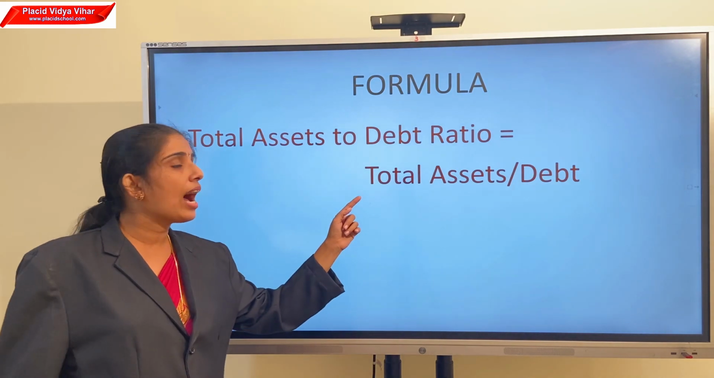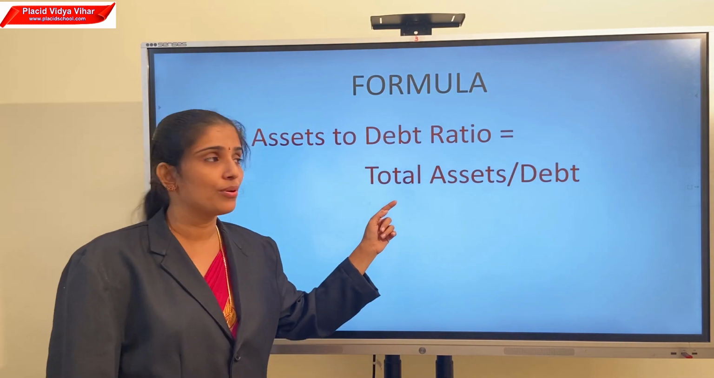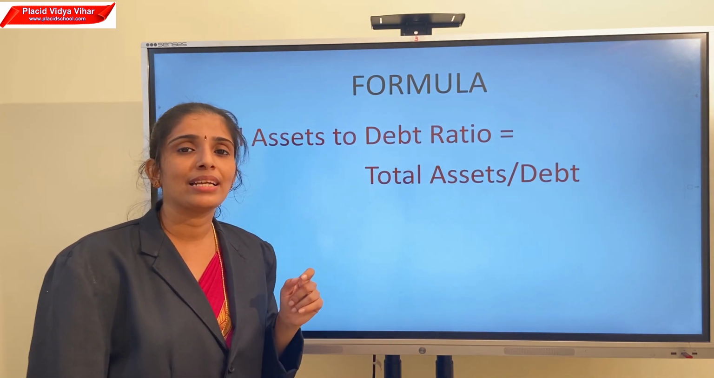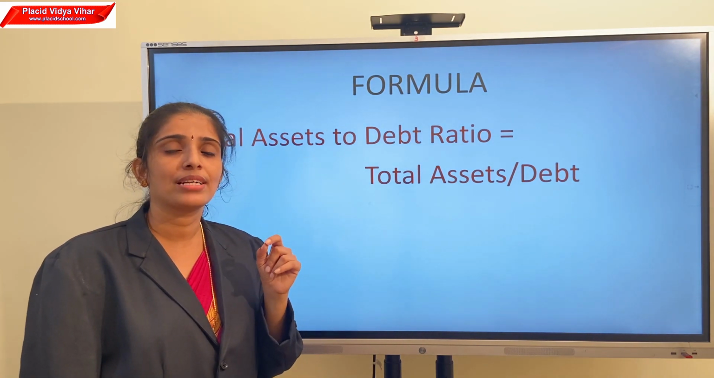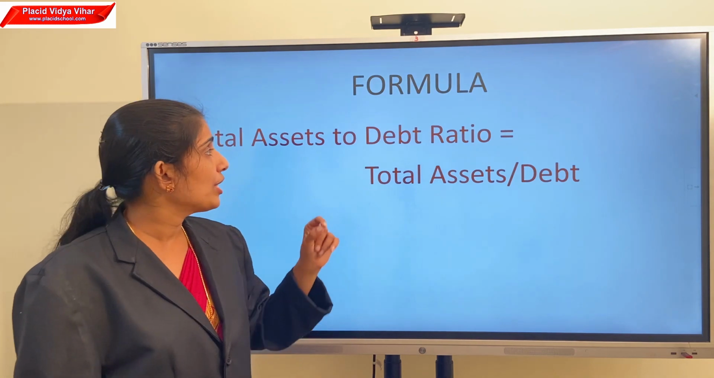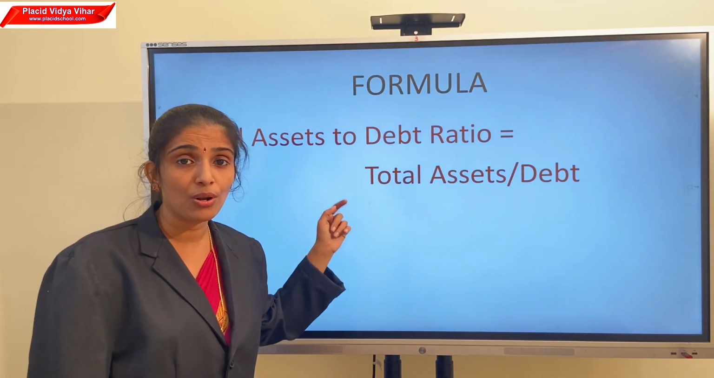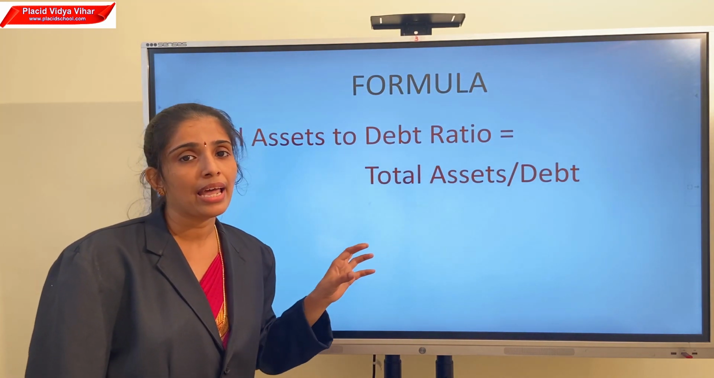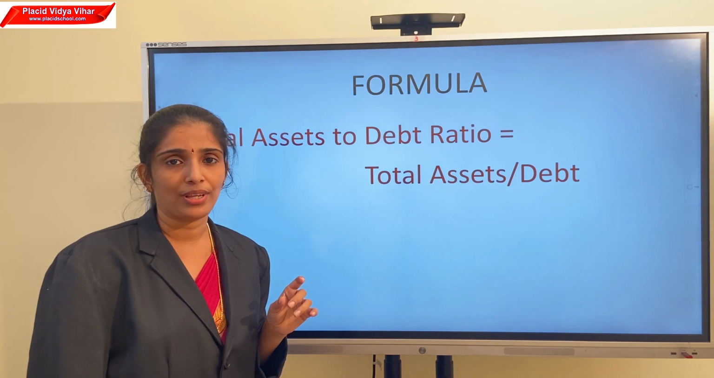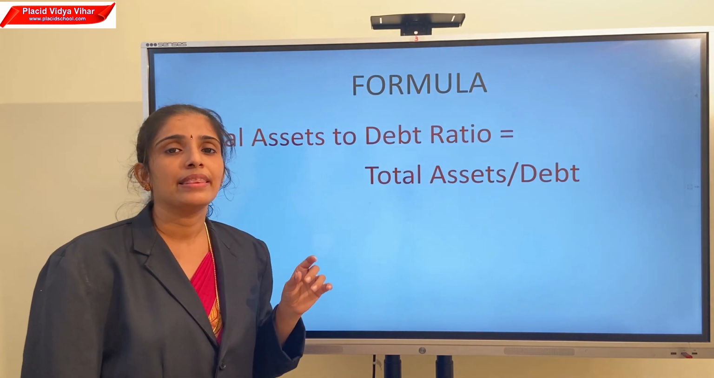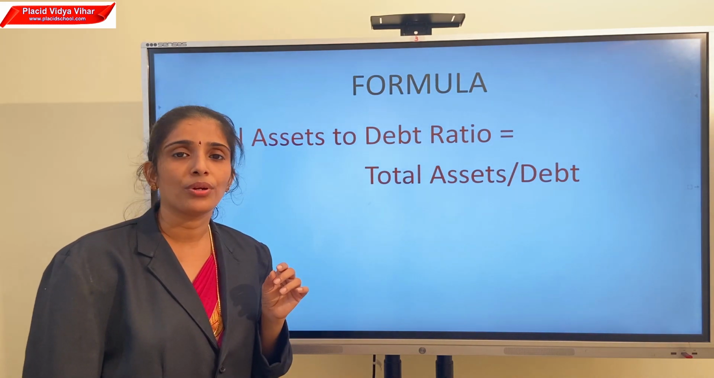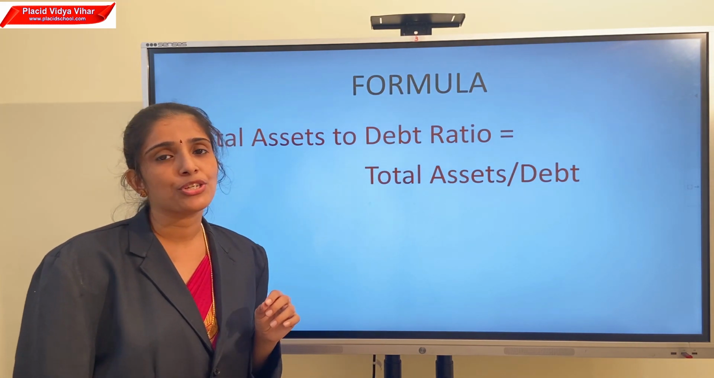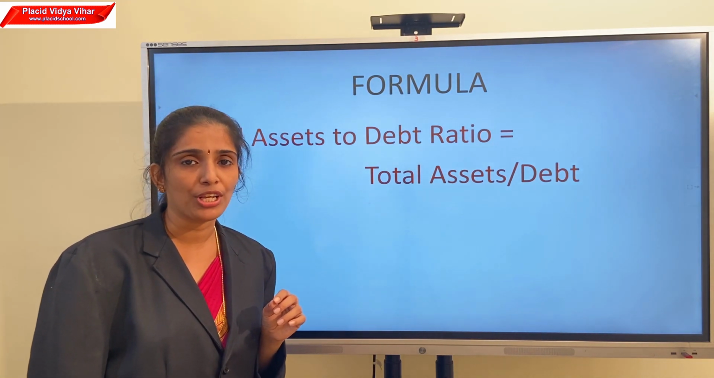In this case, a higher ratio indicates that the assets value is more than the debt value, so the lenders are in the safe zone, or their funds are in a safe position. If the total assets to debt ratio is lower, that means the debt or the borrowed fund is more than the total assets or the investment of the company. In that case, the lenders' funds are not in a safe position. They have more risk. The ideal ratio of total assets to debt ratio is 1:1.